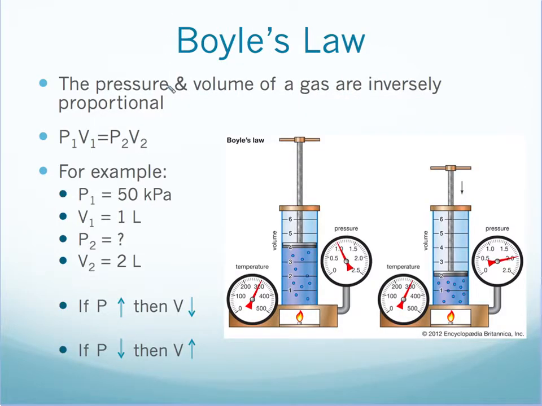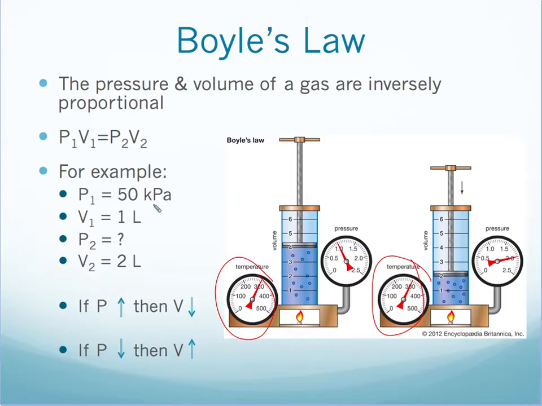First off is a guy named Boyle. And Boyle looked at pressure and volume of a gas and compared them at constant temperature. So you'll notice in this diagram, he's changing the volume, which changes the pressure, but he's not touching the temperature. Temperature stays the same in both cases.